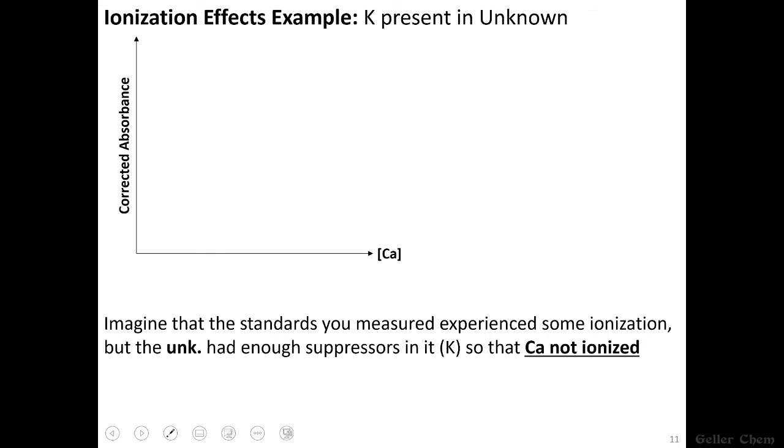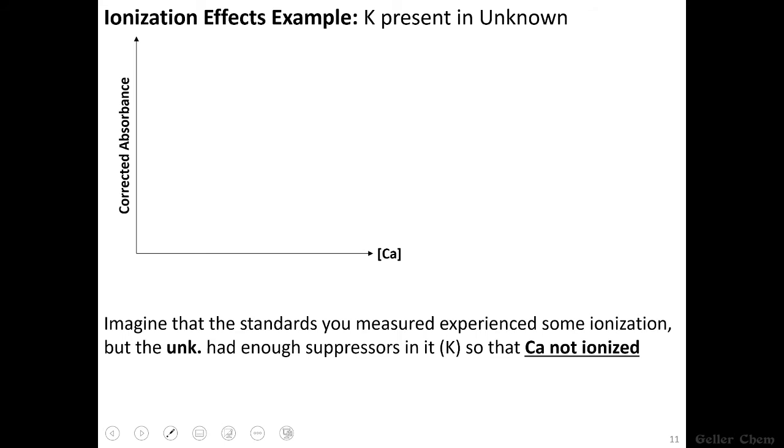Nitrogen and oxygen are not group 1 metals. They will not effectively be ionized. Thus, they cannot suppress the ionization of our calcium metal. On the other hand, the unknown was more complicated, and we were told that there were quote-unquote other chemicals in the solution. What if one of those chemicals was potassium, an ionization suppressor, and there was enough potassium to prevent any ionization of calcium in that unknown mixture? What would then happen to our calculation of the unknown's concentration?